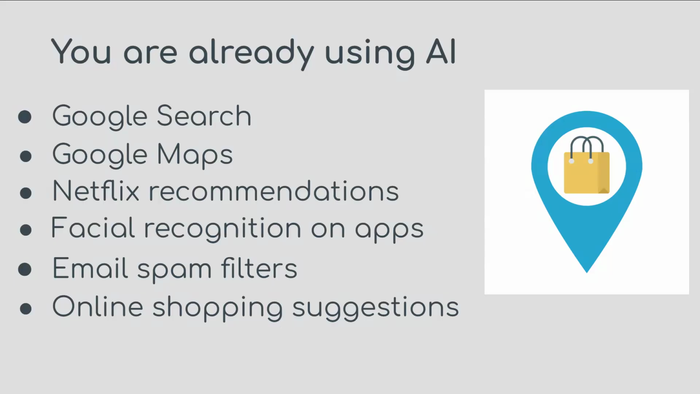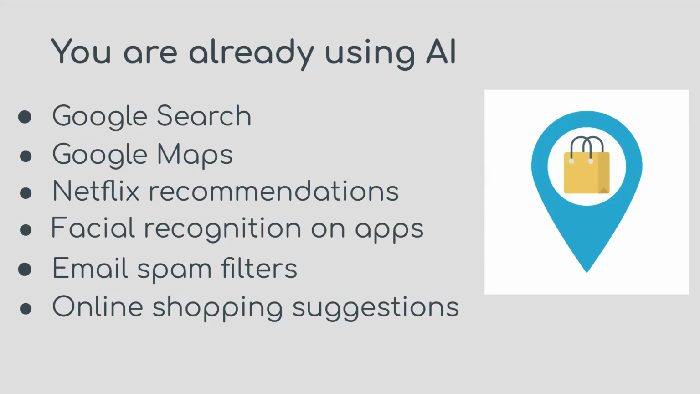If you have used Google Maps, it uses artificial intelligence to help you reach your destination if you're using it for directions. It also uses artificial intelligence for information such as, is the location of the store or the museum that you are going to busy or not busy? If you use the Netflix streaming service to watch movies or series, it will give you recommendations of what to watch based on what you've watched previously.